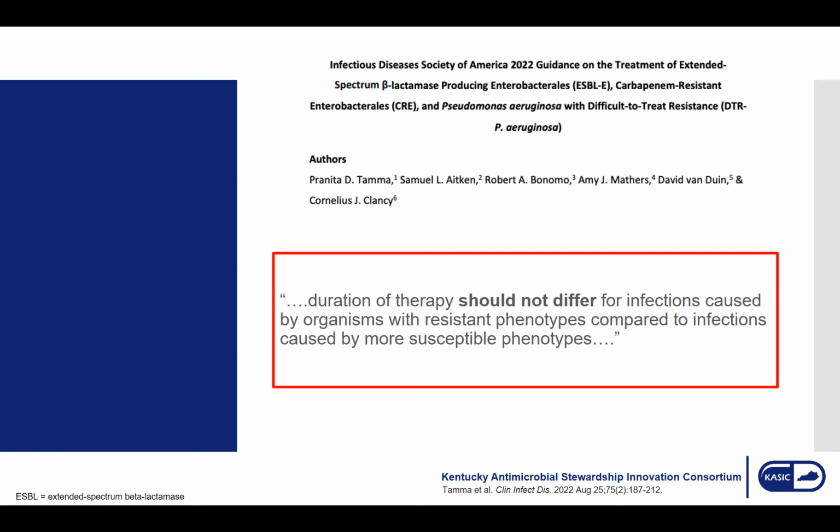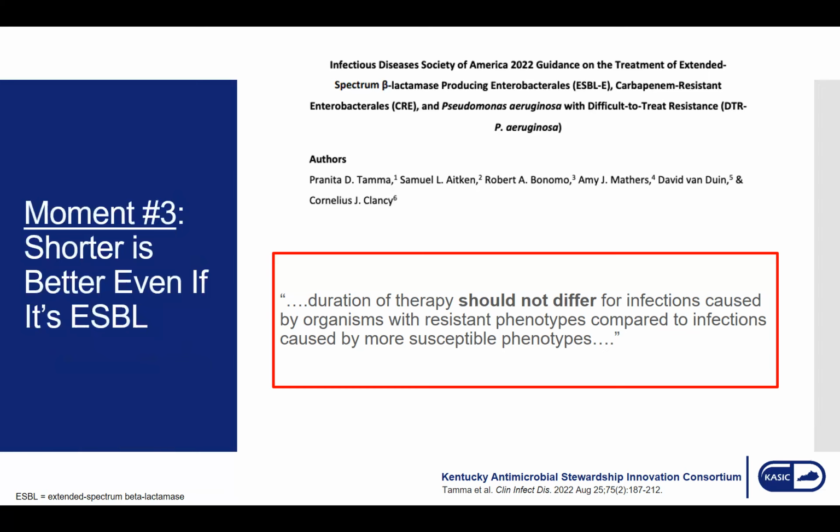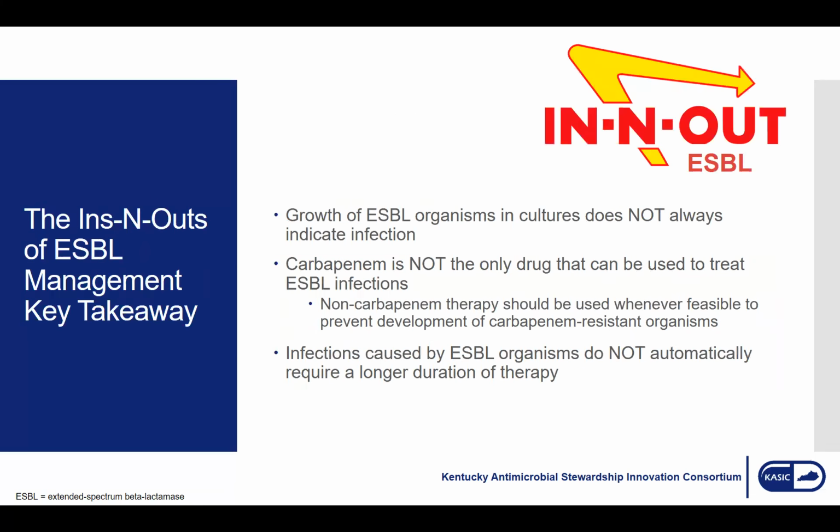Obviously, we have to look at the patient as a whole. For example, did the patient improve? Did the patient have source control? Has the patient cleared the infection, and things like that? But just because something is more resistant doesn't mean it requires a longer duration of therapy. So moment number 3: the principle of shorter is better still applies even if the patient has an ESBL infection, right? We want to use the shortest duration of therapy that effectively treats the patient's infection.